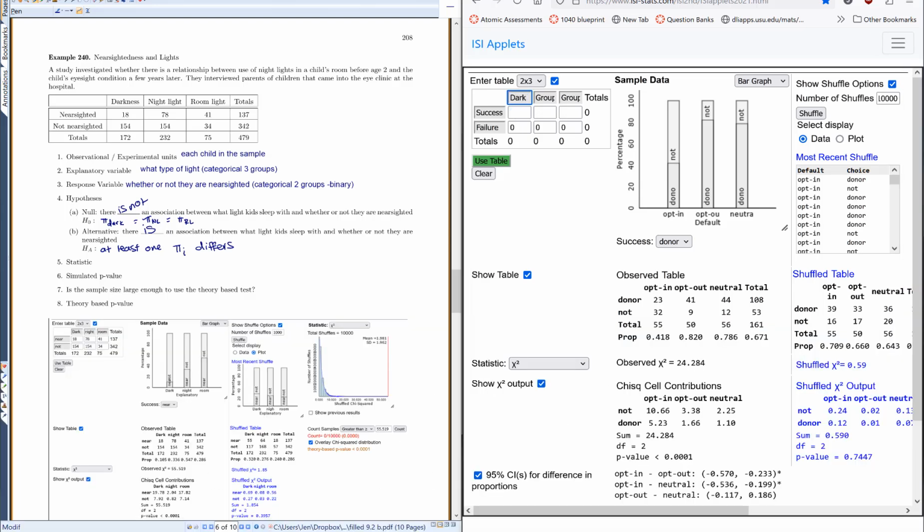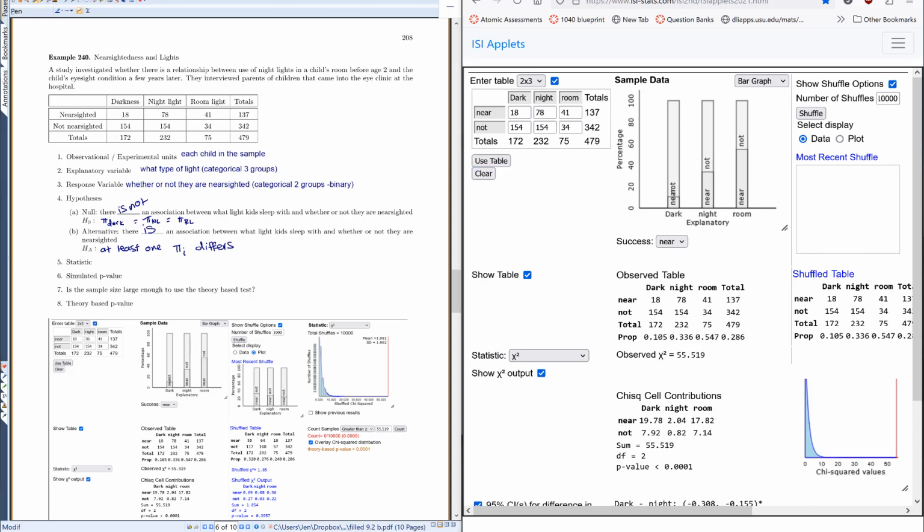So I'll say like dark, night light, room, okay, near, and then I put in the data 18, 78, 41. We'll say not, 154, 154, 34. When you are done, double check your totals. So 172, 232, 75, 137, 342. That checking your totals is a really good way to make sure you put all of the numbers in correctly. Click use table. Don't forget that. Okay. Look at the segment and bar graph to make sure that's what you had in mind.